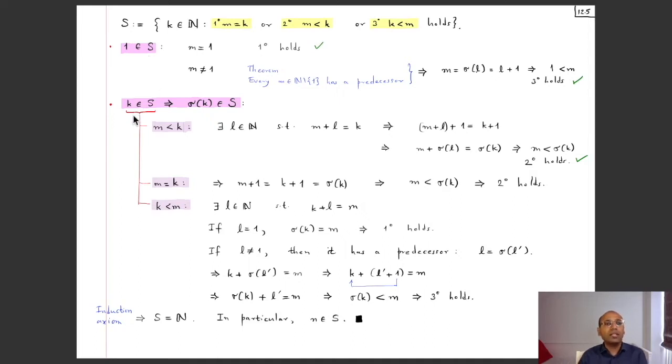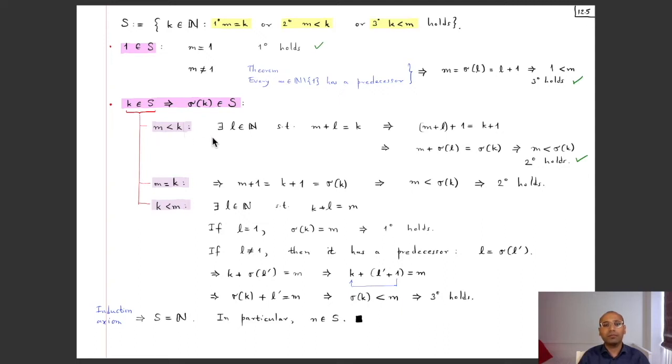Now let's show that whenever k belongs to S, its successor also belongs to S. If k belongs to S, we already know that one of these three cases holds, that either m is less than k, or m is equal to k, or k is less than m. So let's analyze these three cases individually, and in each case we will show that also the successor belongs to the set. Let's consider first the case where m is strictly less than k.